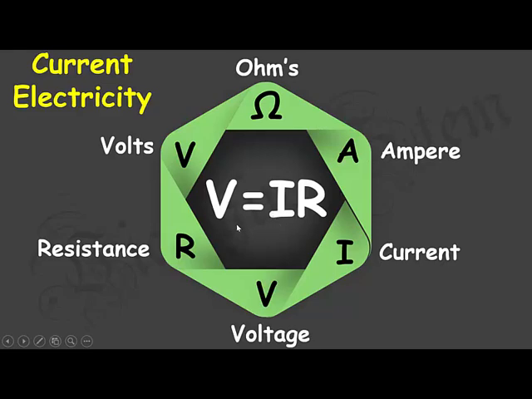Ohm's law gives us the relationship between the potential difference, or the voltage if you like, to be directly proportional to the current and the resistance of the resistor. So V equals IR, where V is voltage, I is the current, and R is the resistance of the resistor, or resistors, depending on the number of resistors in the circuit. The unit of resistance is ohms, the unit of voltage is volts, and the unit of current is ampere.